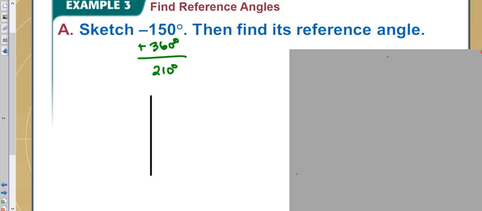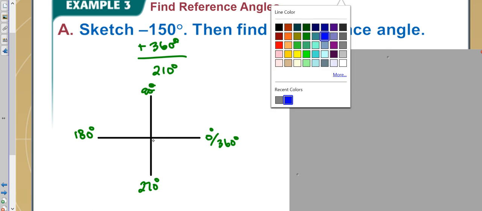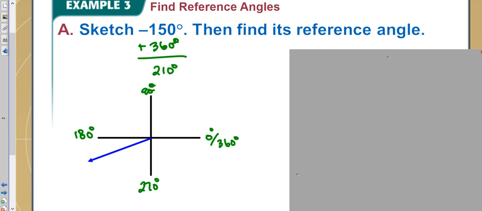So if we had to sketch this, and I wanted to find 210, I could think about it going this way, going from 0, that's 90. This is 180. This is 270. And this comes around and becomes 360 degrees. And so 210 would be just past the 180. It would be somewhere over here. Now this could be 210 degrees.